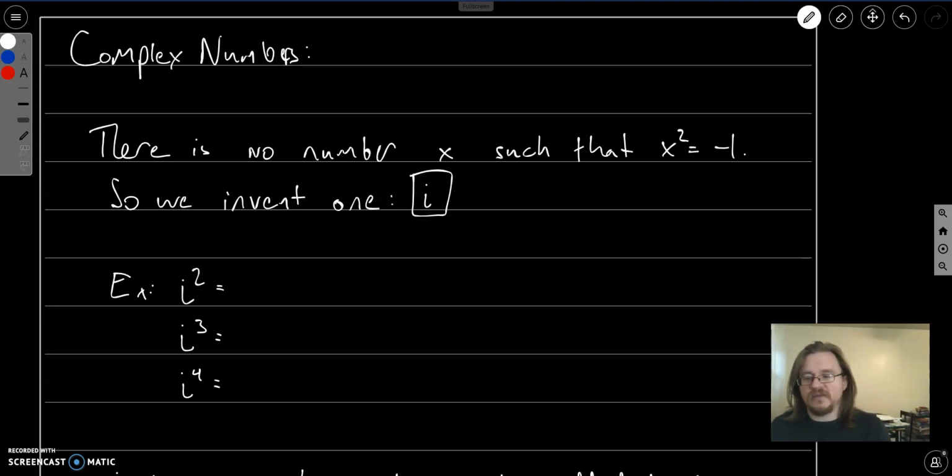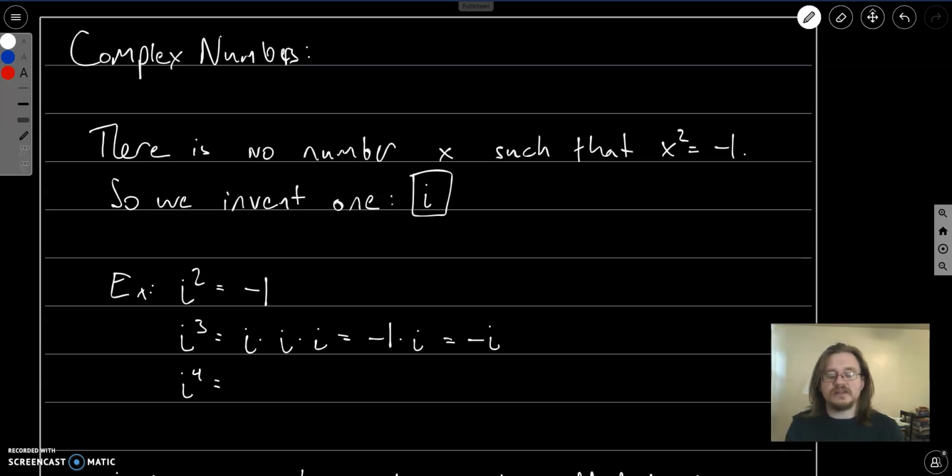So for example, if I take i and square it, I get -1. But if I take i and cube it, we should also be able to figure out exactly what this is. So i cubed is going to be i times i times i, and i times i I know is -1. So this is going to be -1 times i, and -1 times i is just going to be -i. -1 times anything just adds a negative sign to it.